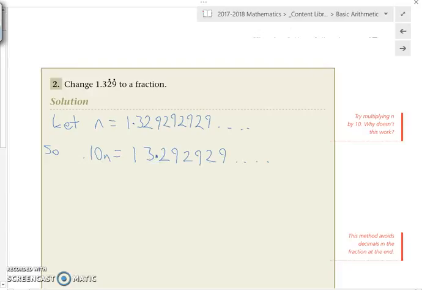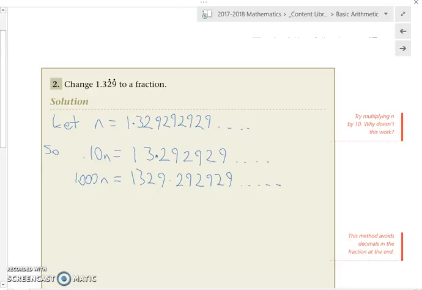So what do you want to do now? Okay, so let's go 1,000n equals what? Beautiful. That looks awesome. Does that help us?